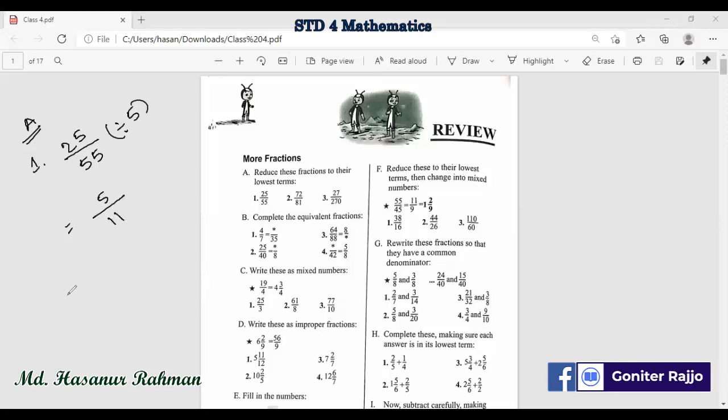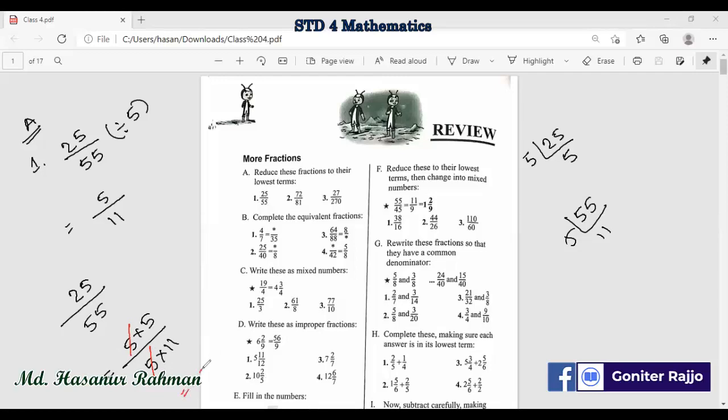We can solve this one in another way. Look at 25 by 55. We already know from previous classes how to find the prime factors of 25 and 55, by dividing by the smallest prime number. 25 by 5 is 5, and 55 by 5 is 11. So 25 is 5 times 5, and 55 is 5 times 11. If we divide numerator and denominator by the same 5, the remaining part is 5 by 11, and that is the answer of number 1.